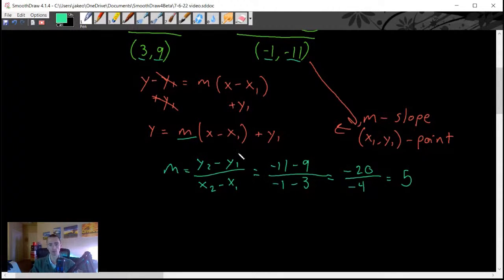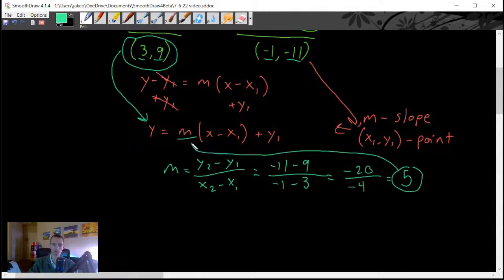But from here, really, we can pick either of these 2 points. I'm just going to pick 3, 9. Like I said, it really doesn't matter. This is going to end up simplifying down to the same thing either way. I'm going to go with 3, 9 as x1, y1. So basically, 3 is going to be x1 in this case, and 9 is going to be y1. So now we basically just need to plug in this point, 3, 9, into this equation right here, and then we just need to plug in 5 for m into this equation right here.